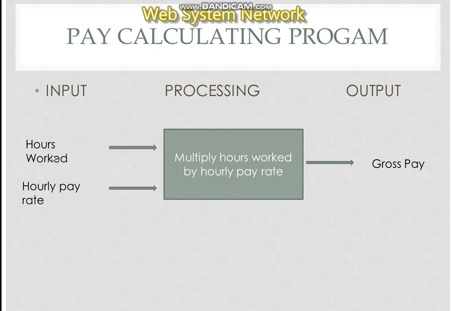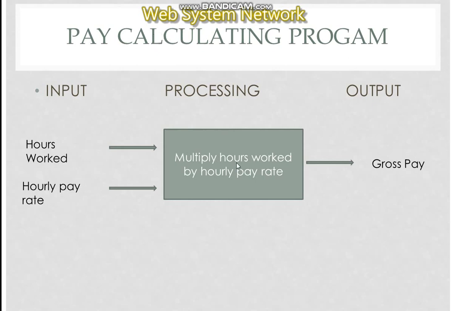Let's say the user enters the hours that he has worked and the hourly pay rate. How many hours did I work? I worked 10 hours. And the amount of money that I'm being paid: let's say I'm being paid $2 per hour. It's a small amount, but that is the only thing I can think of.